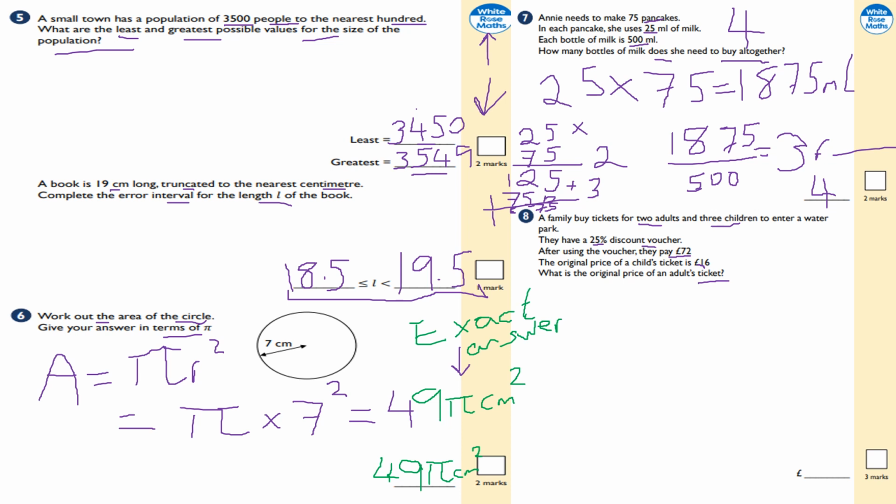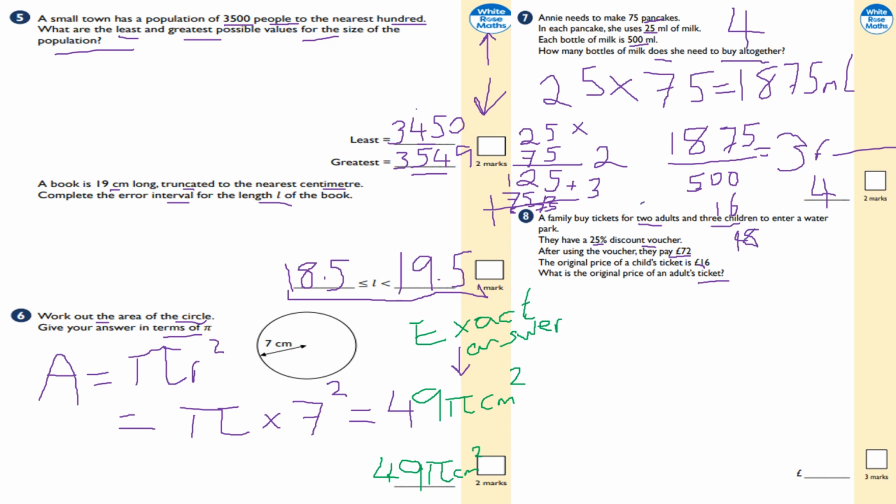So taking our time here. First of all, it's giving you the final answer here, and it wants you to work out the original amount. So first of all, the original price of a child's ticket is 16, so 3 children will be 16, 32, 48. So that'll be £48 there.